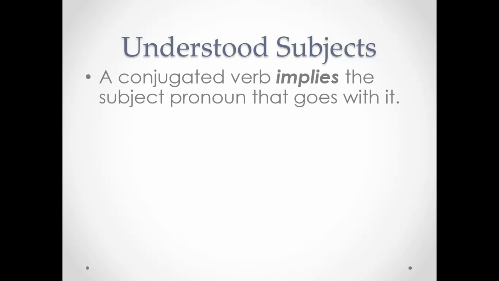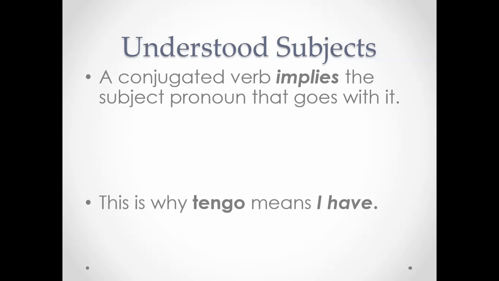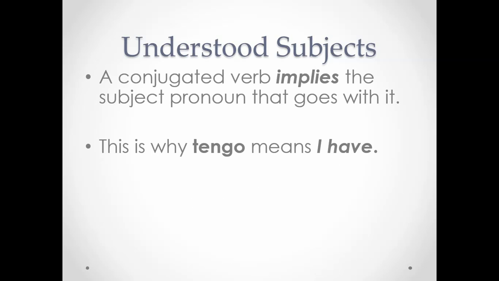Now, because in Spanish our conjugated verbs change endings to match the subject, a conjugated verb in Spanish implies the subject pronoun that goes with it. Just by having its ending, it carries the meaning of the subject within just the verb. So an example of a conjugated verb with an understood subject that we've used this year already is tengo. Tengo means I have, even though we didn't include the word yo in front of it.